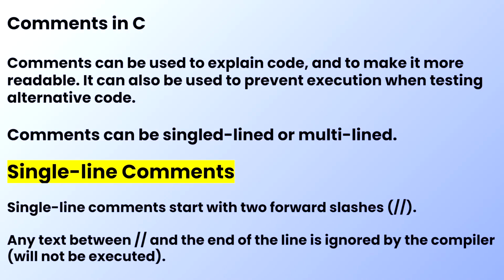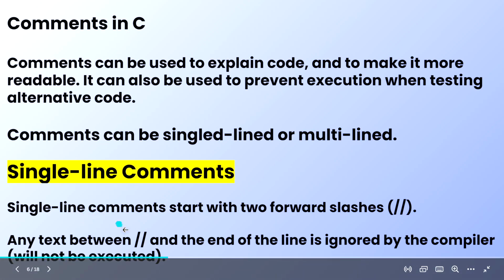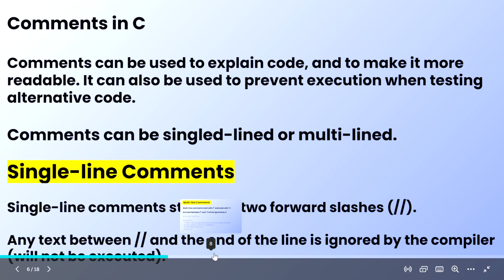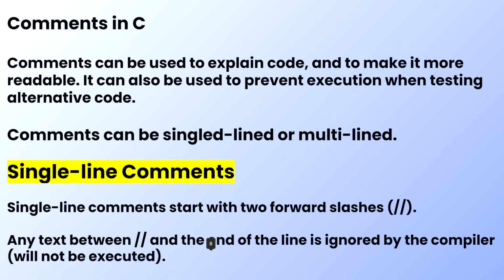Comments in C. What are comments? Comments can be used to explain code and to make it more readable. They can also be used to prevent execution when testing alternative code. Comments can be single-line or multi-line. Single-line comments start with two forward slashes. Any text between the slashes and the end of the line is ignored by the compiler and will not be executed.